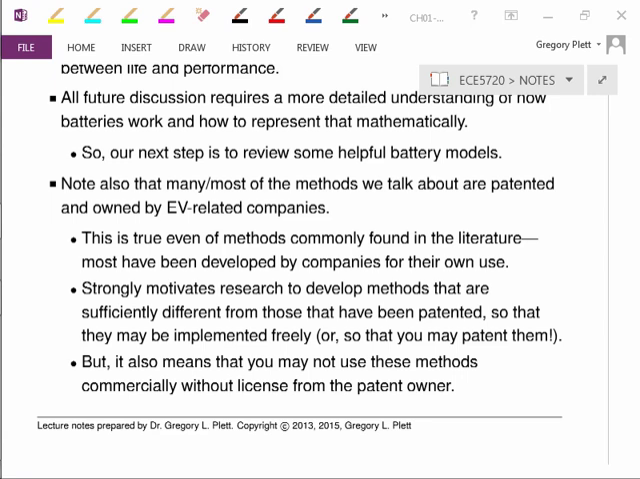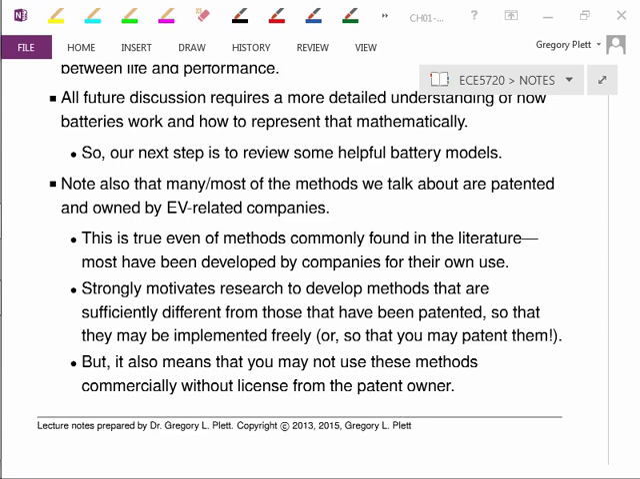But don't be too discouraged. There's a huge opportunity here of researching and developing methods that are sufficiently different from those that we talk about, so that one, you can implement them freely or distribute them freely and put them in open source if you want to, or that you may patent them if you want and own the rights to them. I think this is particularly true in moving beyond this course. You need to understand this course before you can move beyond this course.